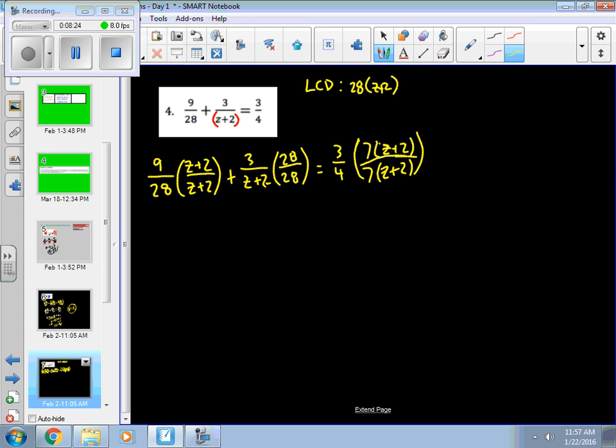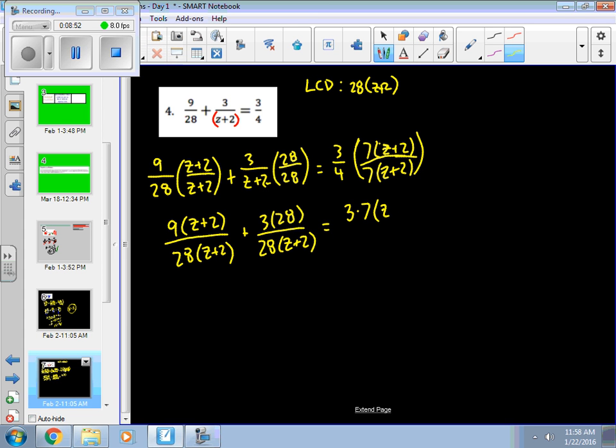So now we want to do all the multiplying. On this first one, we'll have 9 times z plus 2 on top. On bottom, we'll have 28 times z plus 2. On the next one, on top, we got 3 times 28 here that we'll have to figure out. On the bottom, we'll have 28 times z plus 2. And then on the last one here, we'll have 3 times 7 times z plus 2, all over 4 times 7, which is 28 times z plus 2.